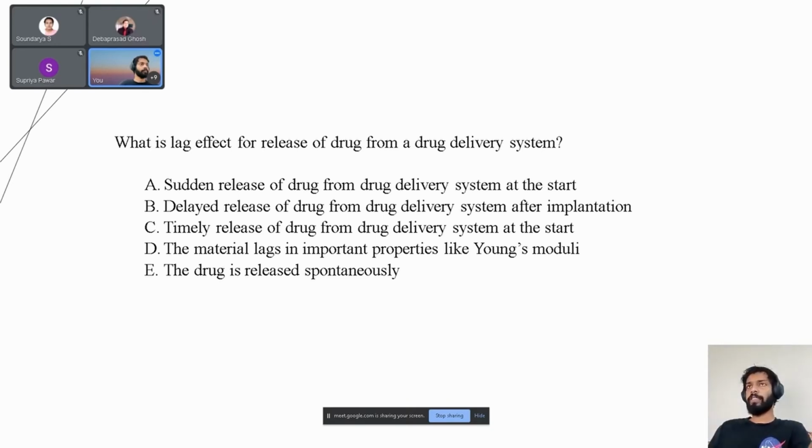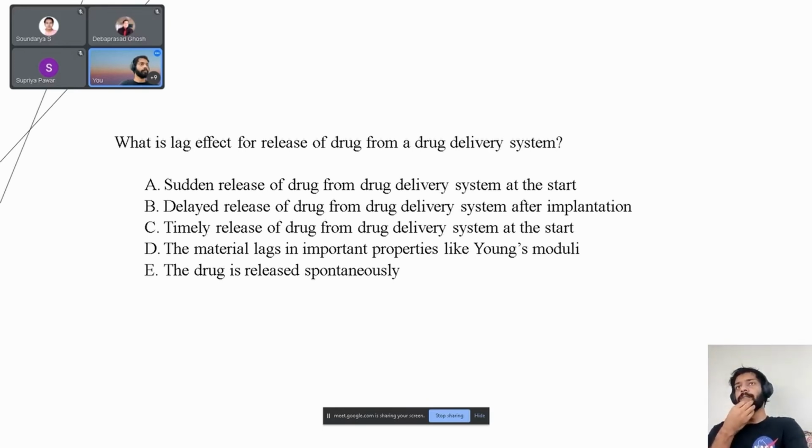So, have you guys heard of this lag and burst effects? B, B. The delayed release of drug from drug delivery system after implantation. Okay, so can you guys tell me why this happens? Because some formulations have recently been produced, and when you implant, the drug will take time to migrate through the polymeric outer membrane.